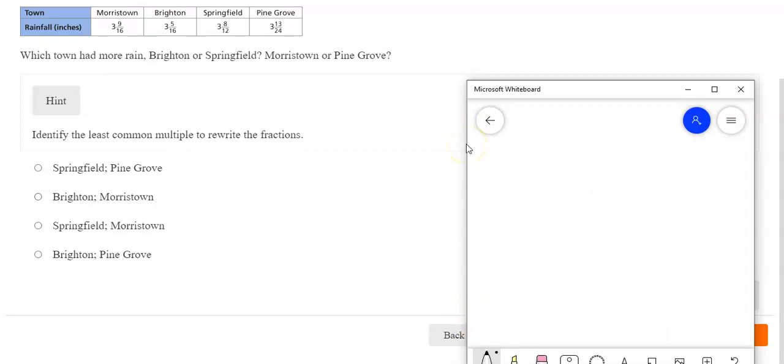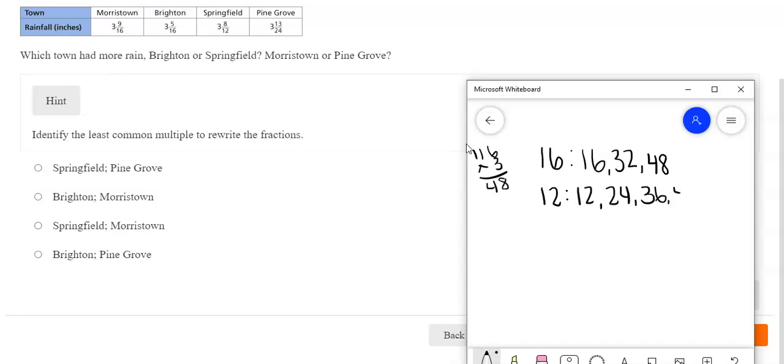So we have common denominators. We have 16, 12, and 24. So 16, we have 16, 32, 48. Let's see if that's far enough. Then we have 12, which is 12, 24, 36, 48. And then we have 24, which is 24 and 48. So we get 48. So we're going to look at Morristown first.